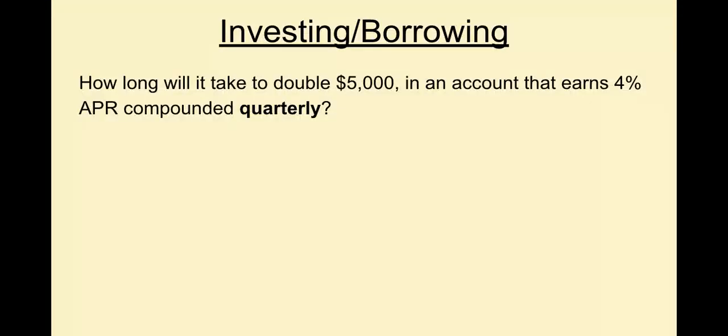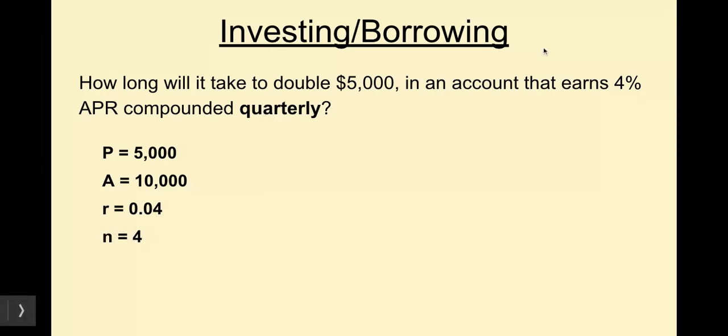Okay, so now how long will it take to double 5,000 if an account earns 4%? And this time we're going to do it quarterly. I want to specifically double things. So the initial amount is 5,000. If I'm going to double it, that would be 10,000. My rate is 4%, so 0.04. I'm going to go quarterly, so that's 4 times a year, so I'll get an n of 4.